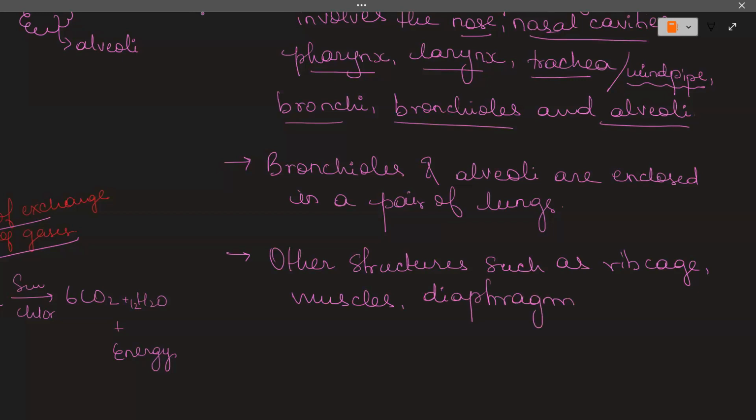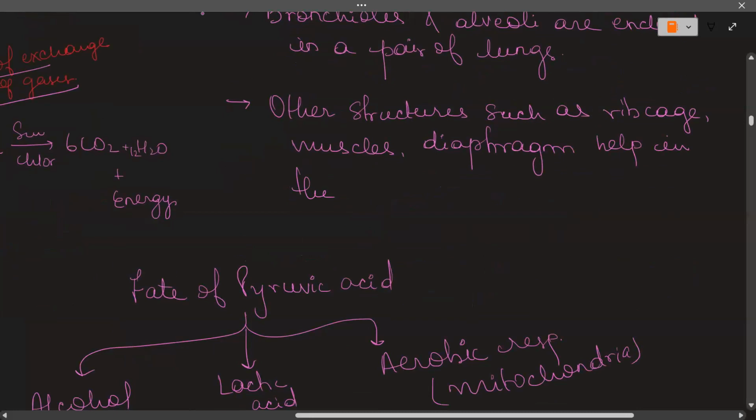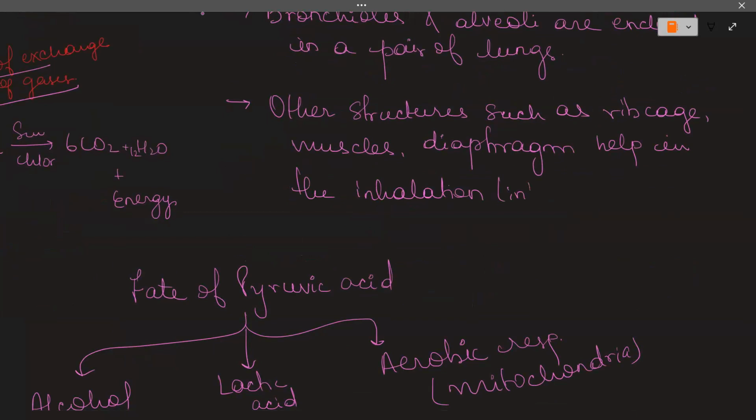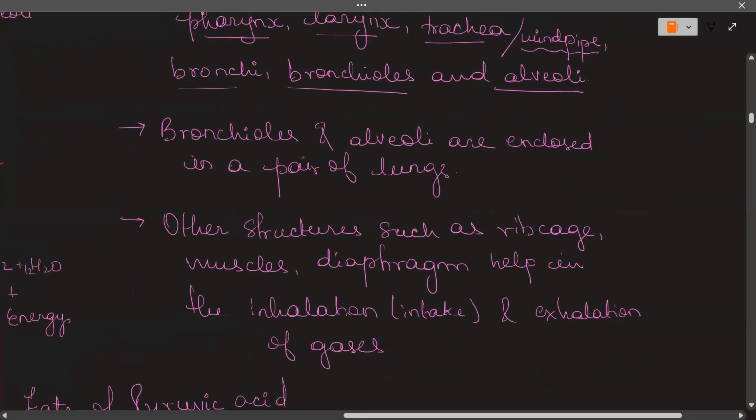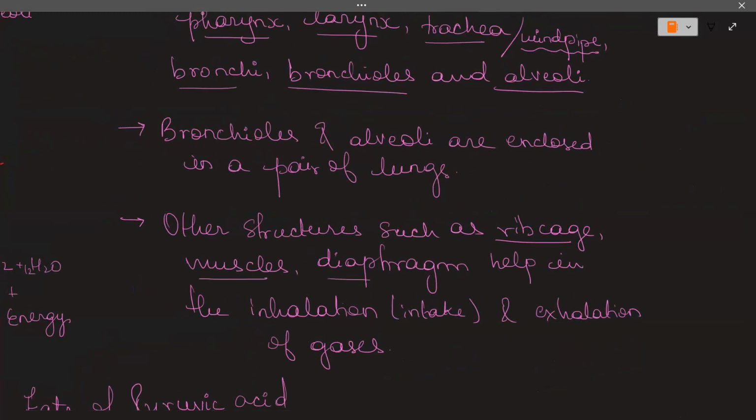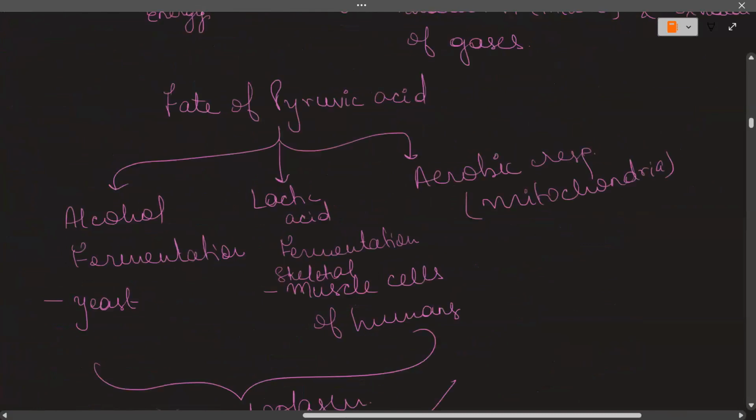All of these structures help in the inhalation, which means intake, right? Breathe in. So intake and exhalation of gases. This much is clear. These are certain extra structures that are present, that are the rib cage, the muscles that are associated, and the diaphragm. These structures help in the inhalation and exhalation of the gases. Clear? Yes, ma'am. Okay.